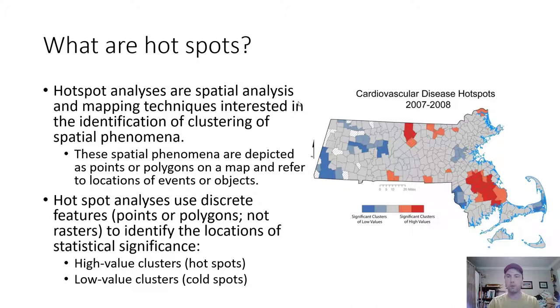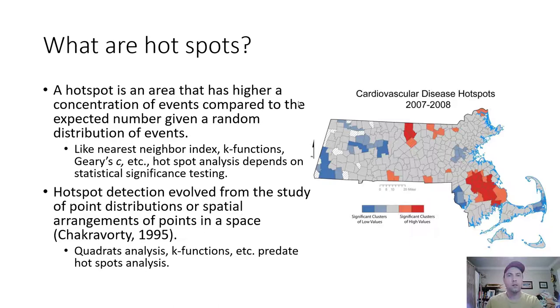So a hotspot is an area that has a higher concentration of events compared to the expected number given a random distribution of events. So like nearest neighbor index, k-functions, Geary's C, and so on, hotspot analysis depends on statistical significance testing. Just like the previous few techniques we've learned over the last couple of weeks, statistical significance testing is still employed. But now it goes a step further and actually takes the results of those statistical significance tests and puts them on the map.